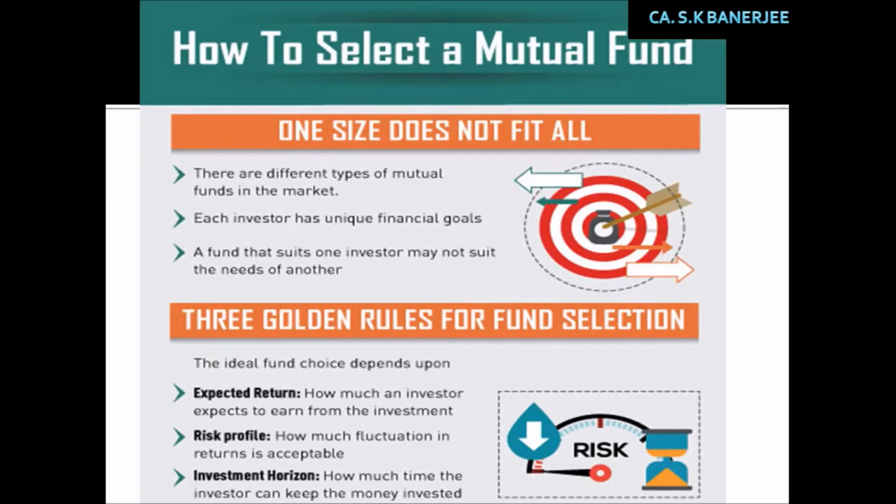So how to select a mutual fund? First is that there are different types of funds, and first you have to select the mutual fund on the basis of 3 golden rules. So what are the golden rules? First is expected return. How much you want to earn from the investment. If you want to earn a lot from investment, then you have to go for higher risks. If you are not expecting very high returns, and you want to keep your risk profile also not very high, then you go for the balanced debt funds.